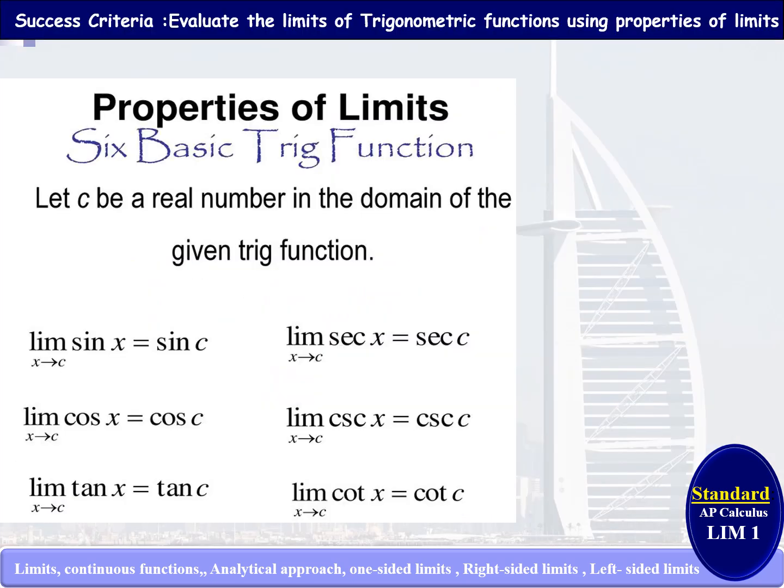The reason is that you have the six trigonometric functions: sine x, cosine x, tangent x, secant x, cosecant x and cotangent x. So when x is approaching a certain number for a trigonometric function, the easiest thing is to replace the x by that number. So if x is approaching c, any x written with the cosecant or secant or the sine or cosine, just replace.